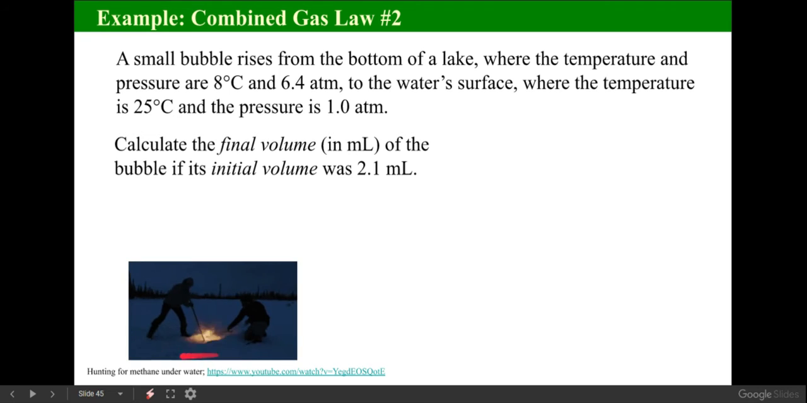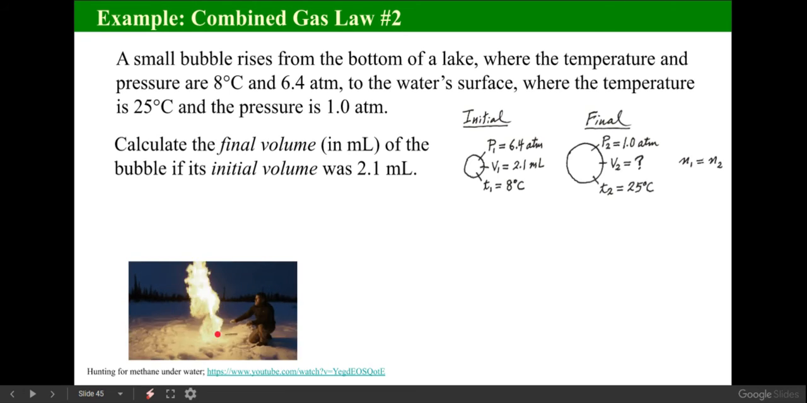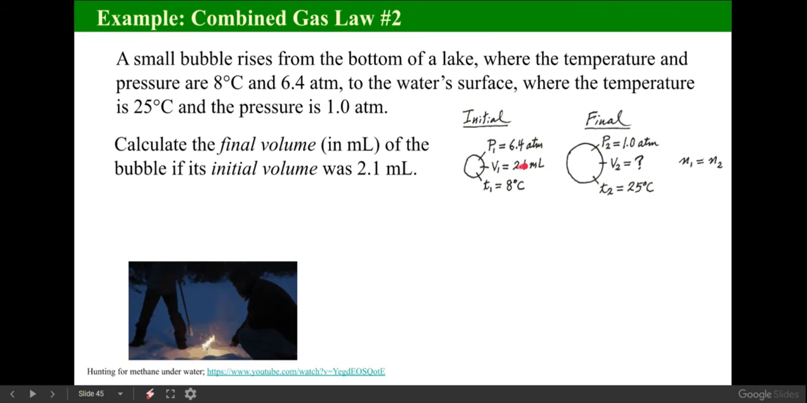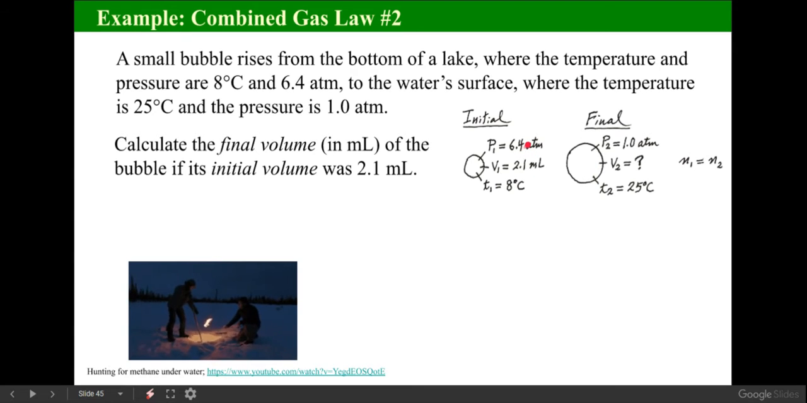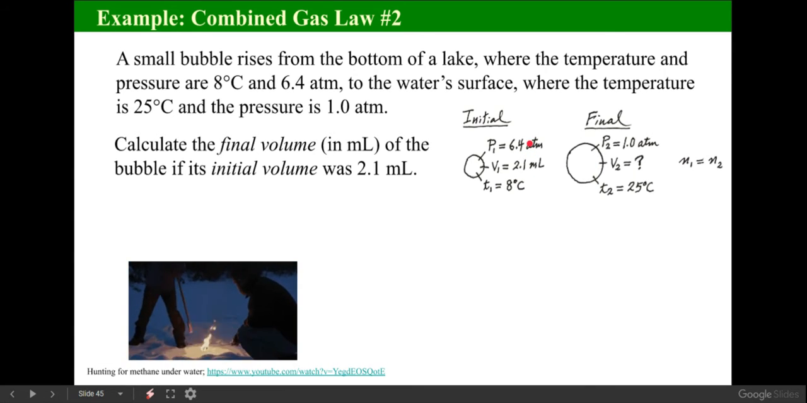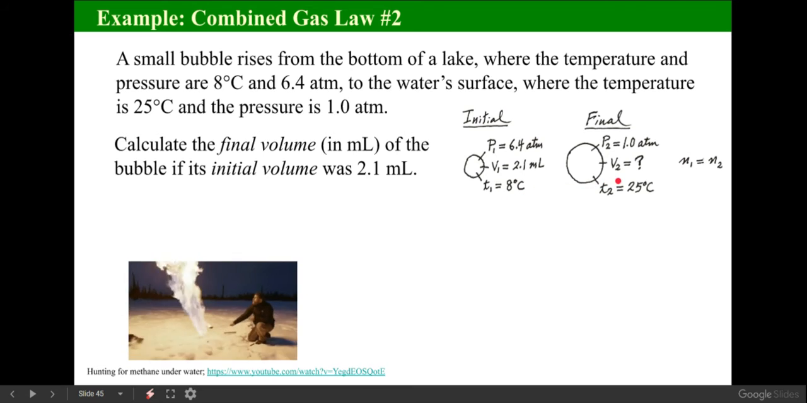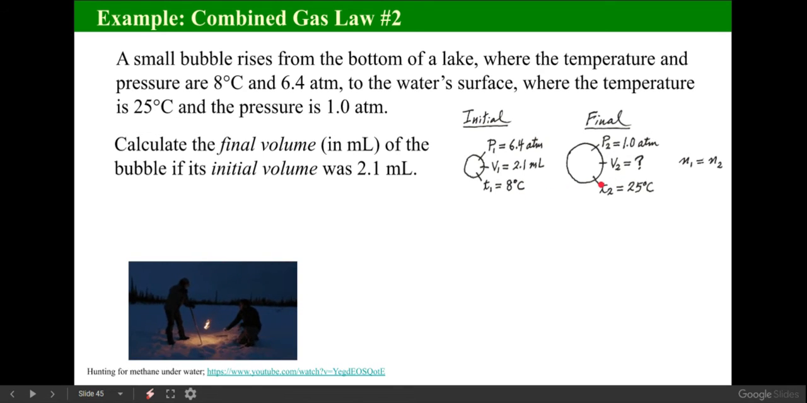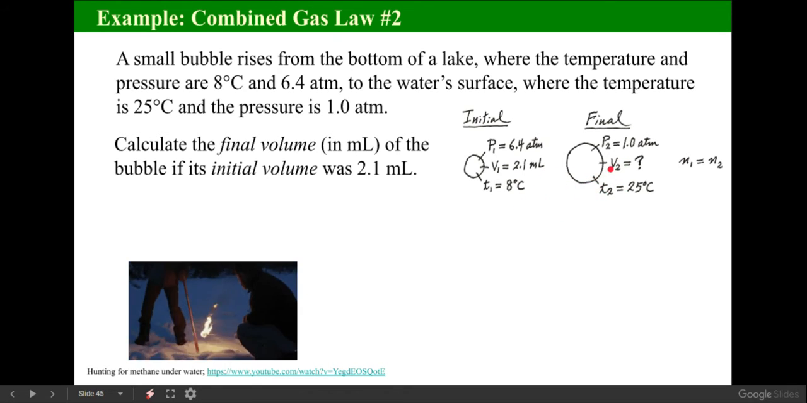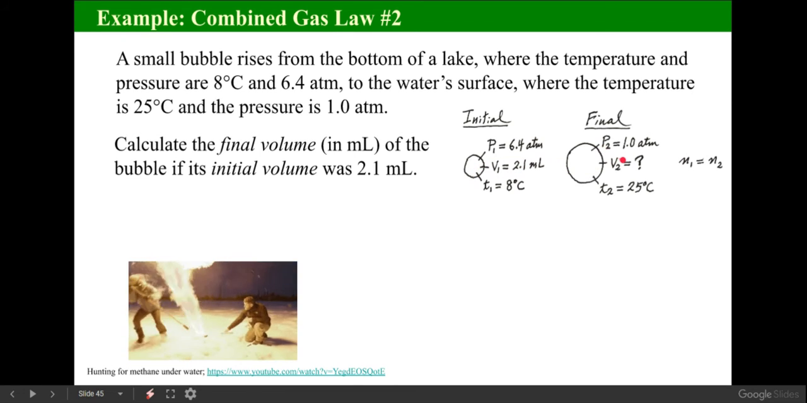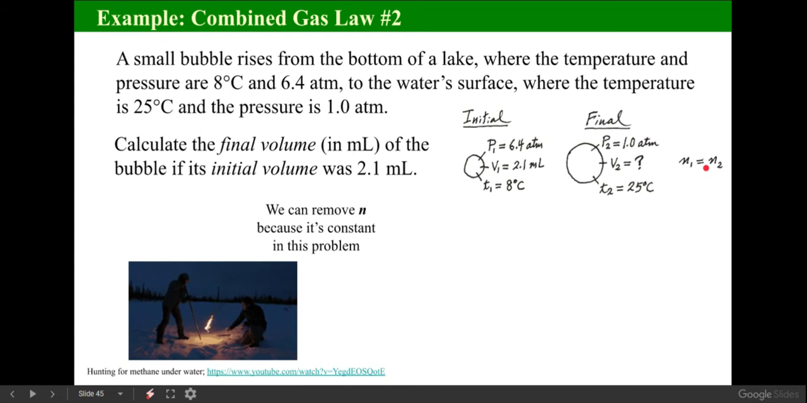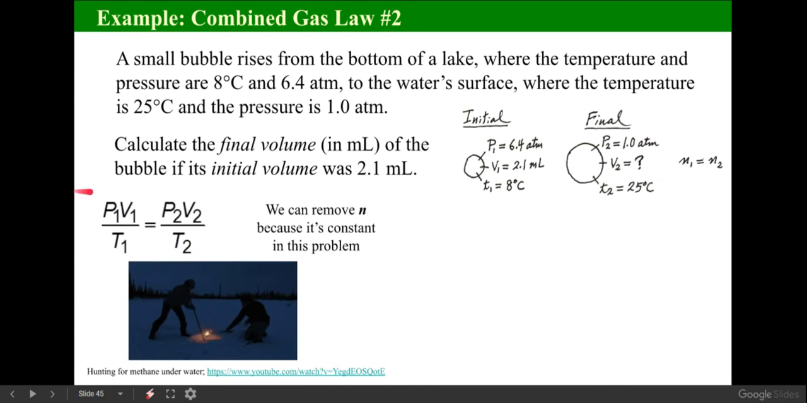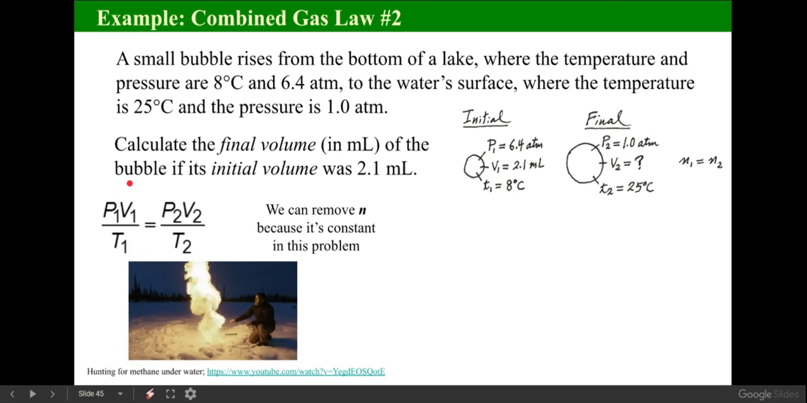So here's a scenario where you're looking at a bubble that's at the bottom of a lake that rises up. As it ascends, you're going to see it gets bigger for two reasons. The pressure drops, and as pressure drops, volume expands, and the temperature goes up, and as temperature goes up, volume expands. But how much bigger will it get? And we could say that if it's an isolated bubble, then the moles of gas is constant, and we can factor that out, and we get this, PV over T equals PV over T.